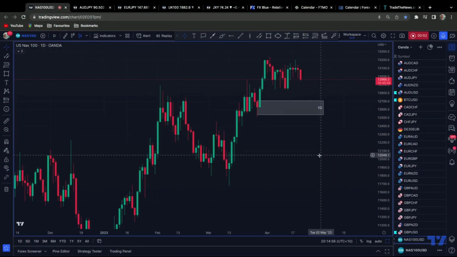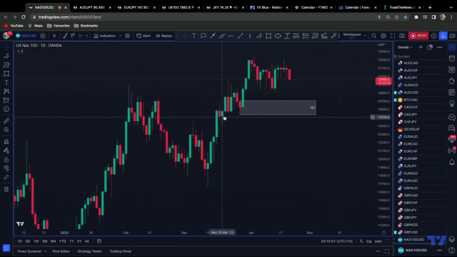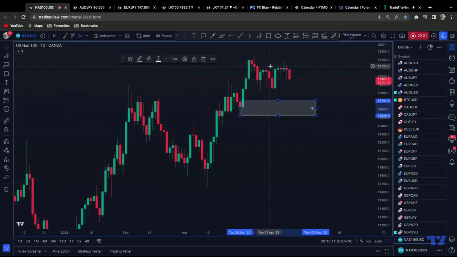Traders, Anthony here. Okay, we're looking at the NASDAQ 100, the US 100. So we've had this strong trend, and as of 31st of March, this has been trading sideways. We've had this range. Now, there's a couple of things about this. I'm interested in the possibility that this rolls over.